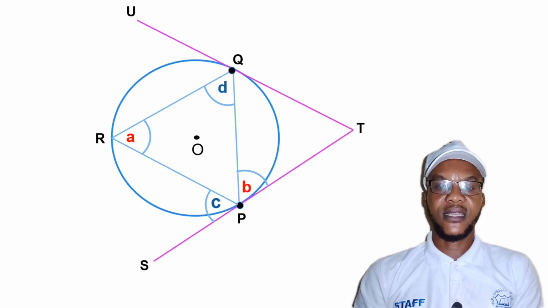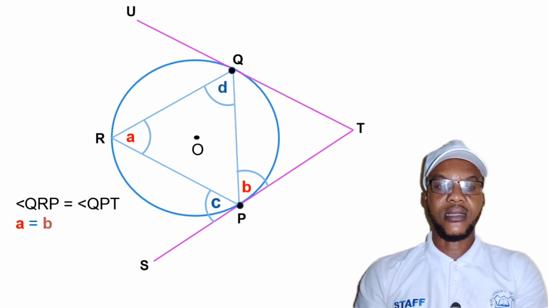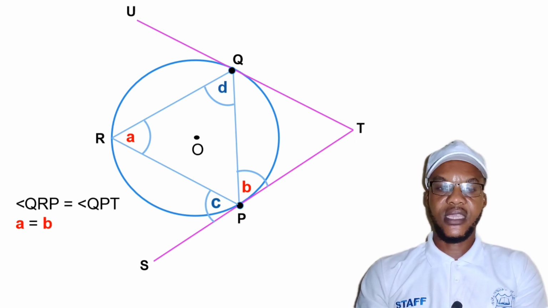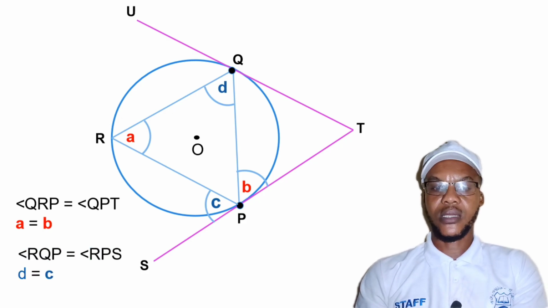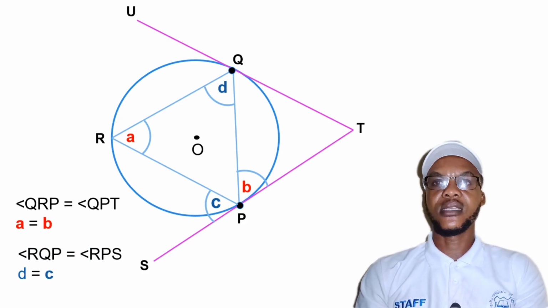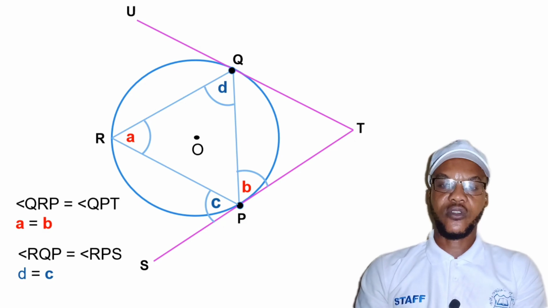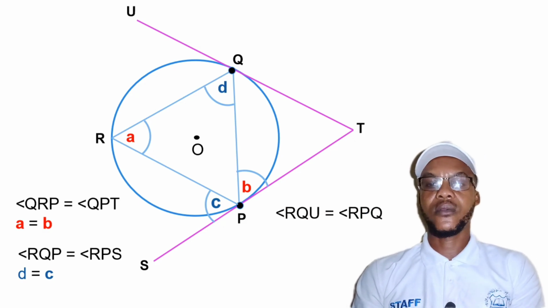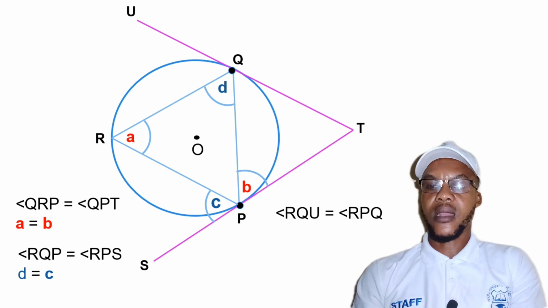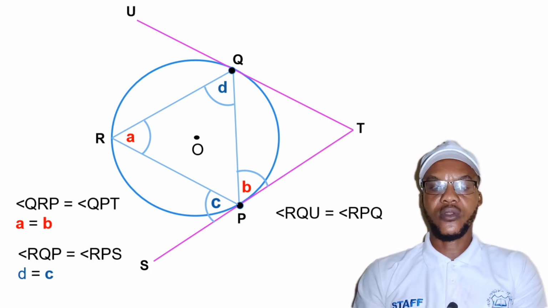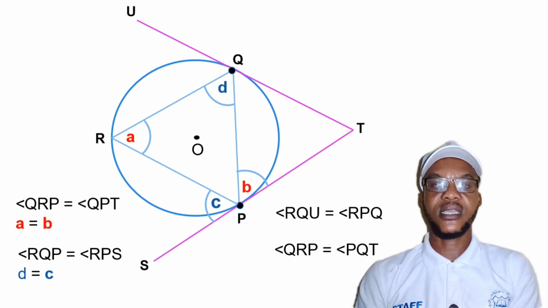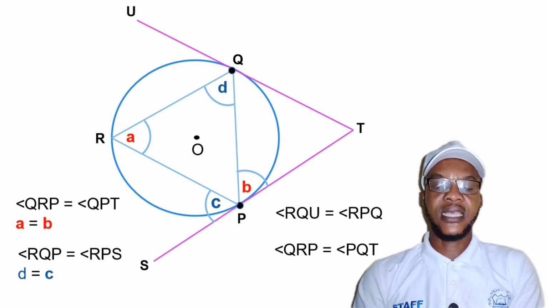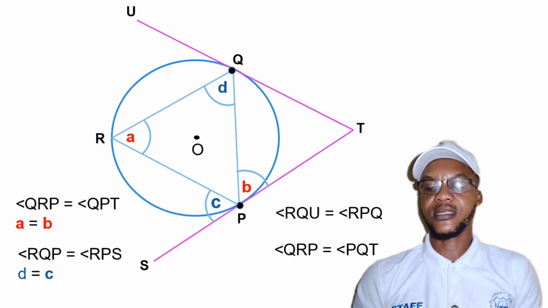They are also directly opposite. If that's the case, then we can say that angle QRP is equal to angle QPT, so A is equal to B. Then angle RQP is equal to angle RPS, which is D equal to C. At the same time, we can also have angle RQU equal to RPQ, or QRP equal to PQT. So these ones are very basic, very, very easy.